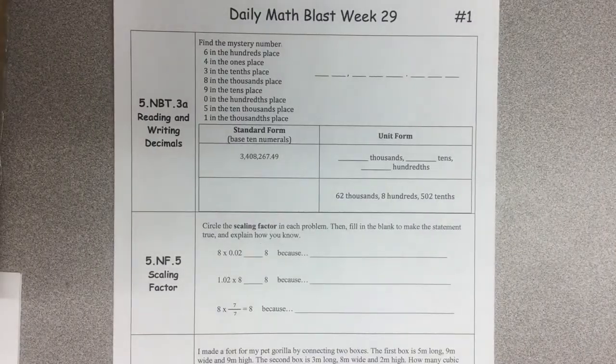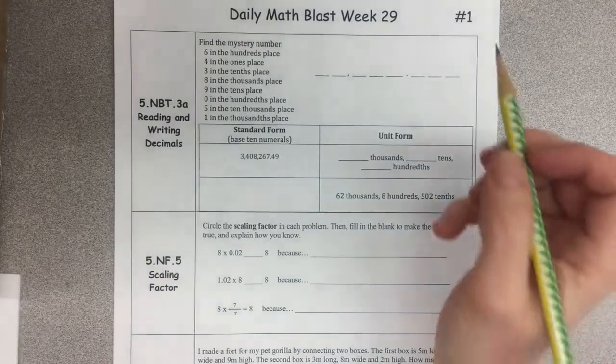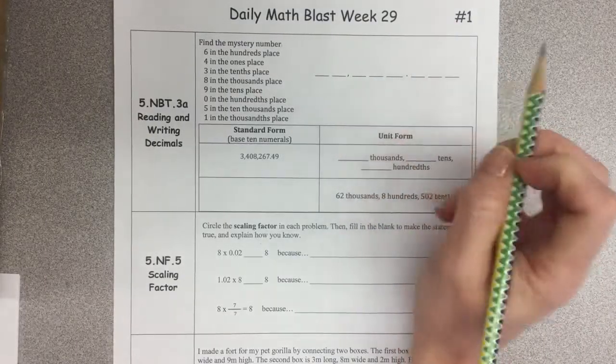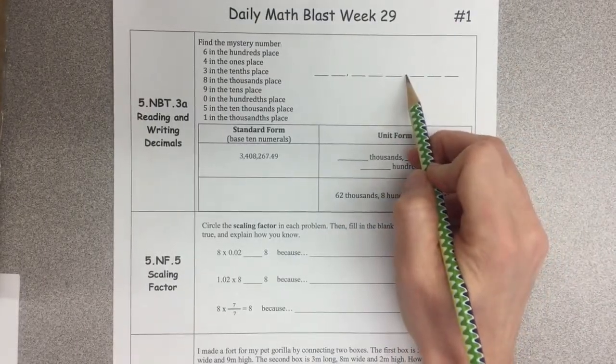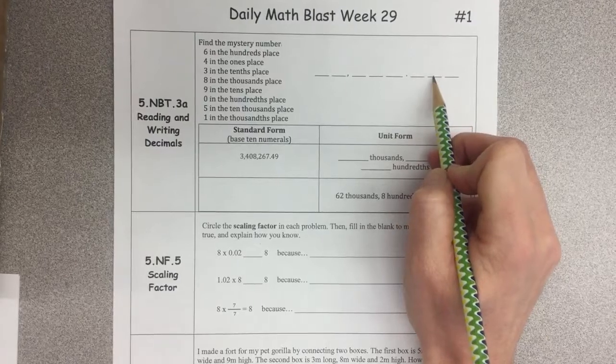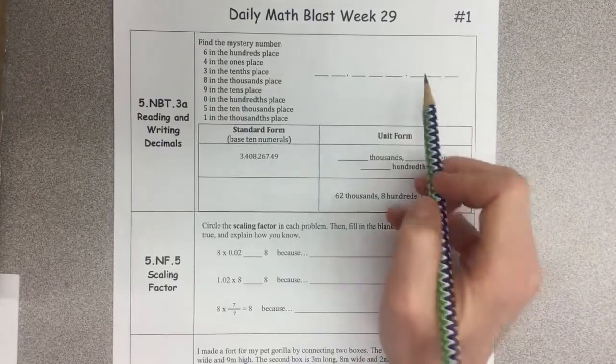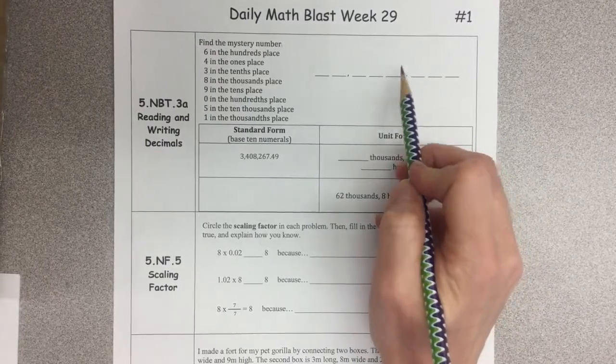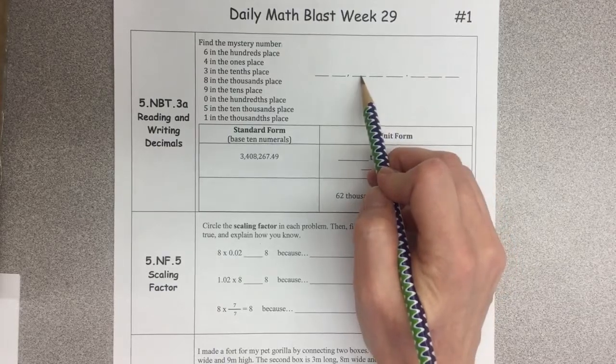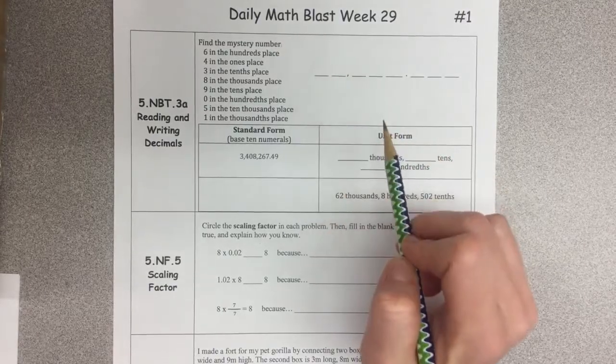Math Blast 29, Reading and Writing Decimals. Find the mystery number. Let's review the place values first. Here I have my decimal point. To the right of the decimal point, I have the tenths, hundredths, and thousandths. To the left of the decimal point, I have ones, tens, hundreds, thousands, and 10,000s.